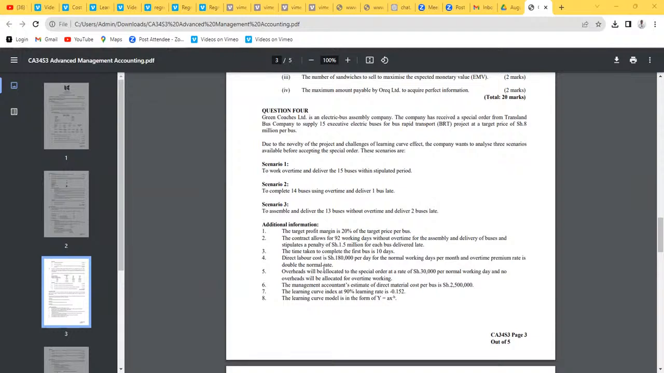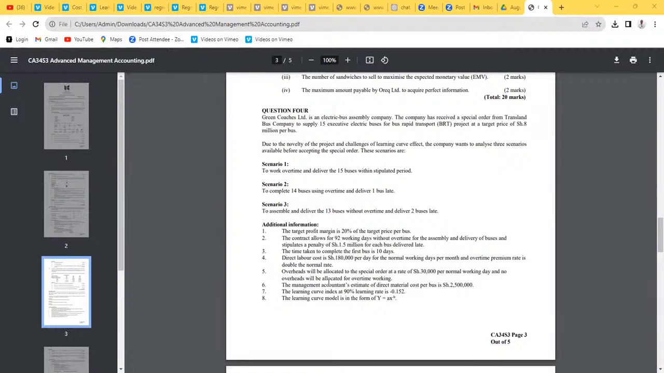Direct labor cost is shillings 180,000 per day for the normal working days per month, and overtime premium rate is double the normal rate. Overheads will be allocated to the special order at the rate of 30 shillings per normal working day, and no overhead will be allocated for overtime working. The management accountant estimate of direct material cost per bus is 2.5 million. The learning curve index is 90%.